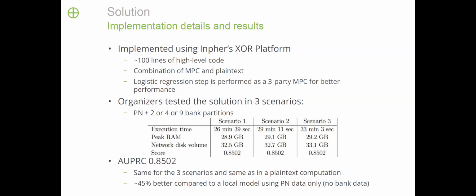The execution time in our solution doesn't change a lot because we use a 3-party computation at the end. So we don't have a quadratic explosion in the execution time. The communication is not big. And the score is 0.85, which is the same as if we had done the computation in plain text. Compared to a local model where only the payment network data is used, adding the data from the banks increases the model performance by 45%.